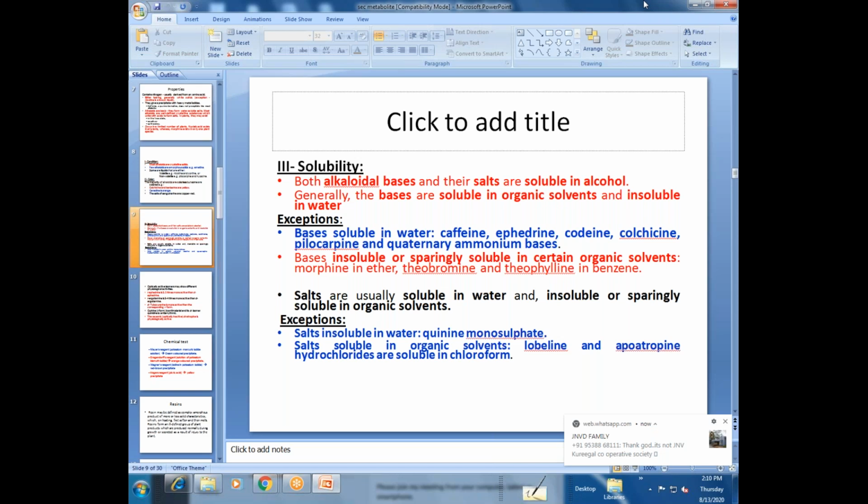Salts. It occurs as a free base and salts, as you have seen in previous slides. Now the free bases are soluble in organic solvents. Salts are soluble in water. Salts are not soluble in organic solvent, and free bases are not soluble in water.